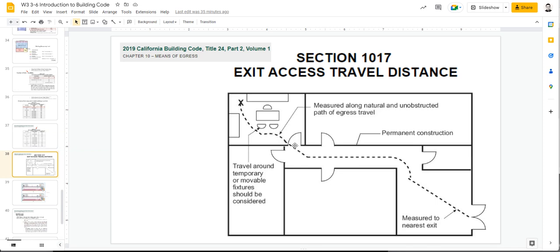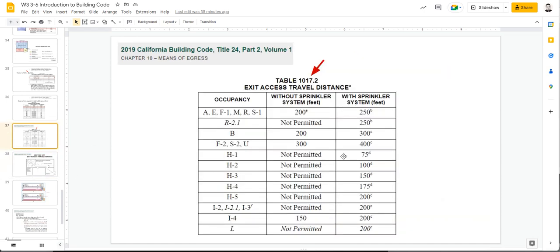So here's the actual foot travel from the very corner of the building: clearing the table, moving around the wall, exiting the door, and then going around the corner, and then finally going to the exit. So this is the exit travel, and that one has to be, in fire sprinklered buildings, 250 feet for assembly occupancy maximum.